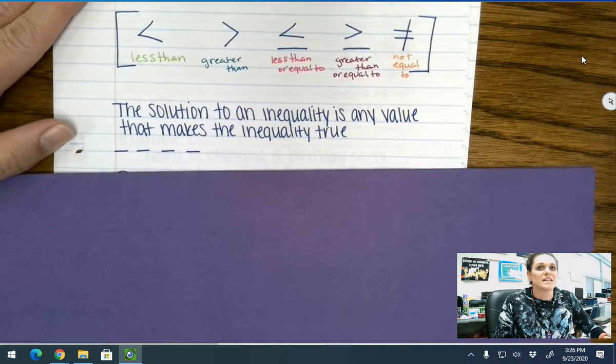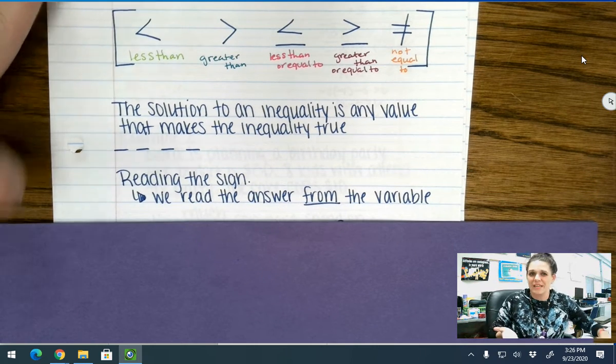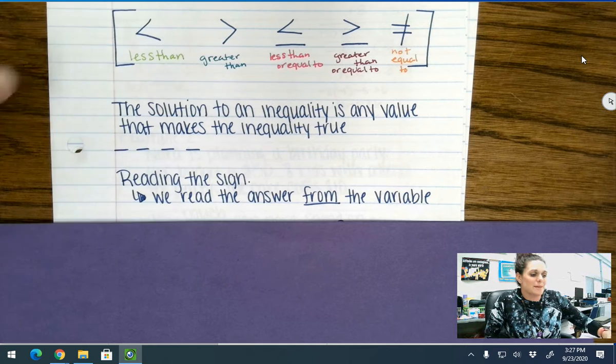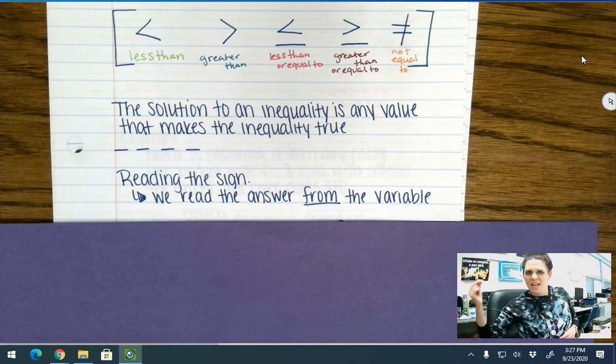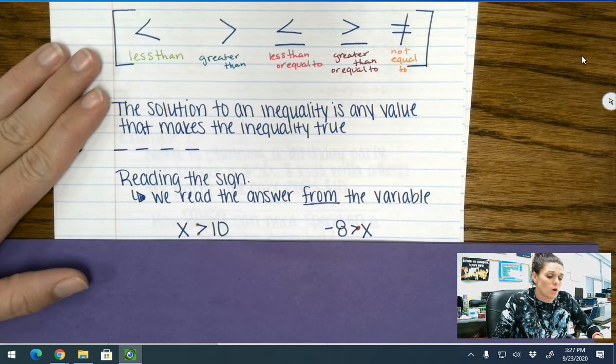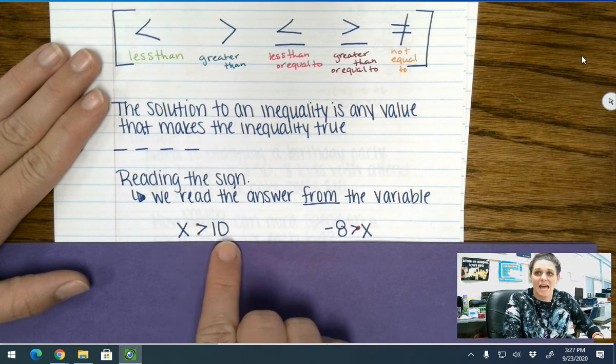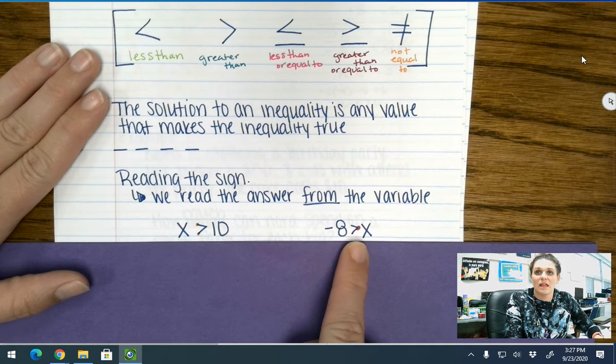All right, so the next thing we need to focus on is how do you read inequalities? Many times these symbols are like, yeah, less than, yeah, greater than. But when it's written as a final answer and you have a variable tied to it, this is where we have the most mistakes made. So we're going to write x, then the symbol, 10, and then -8, then this symbol, and x.